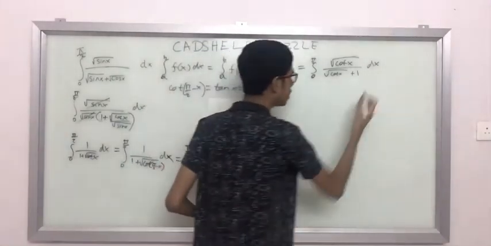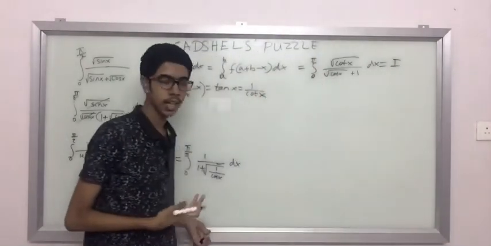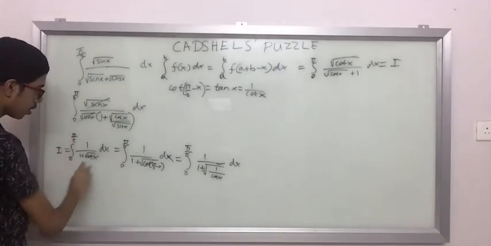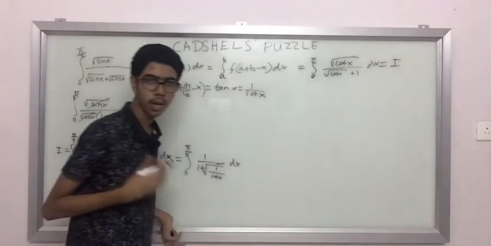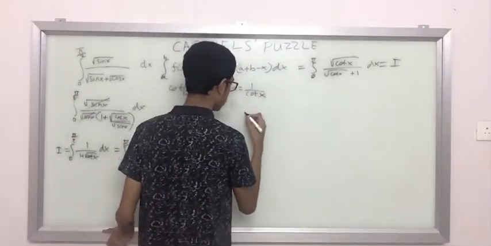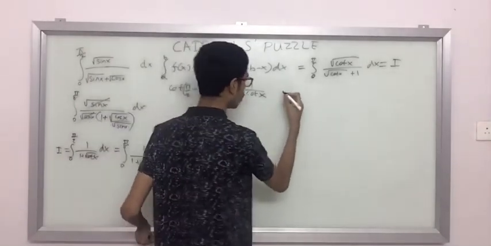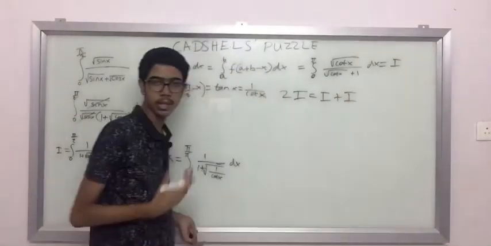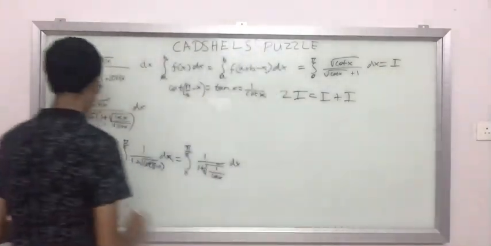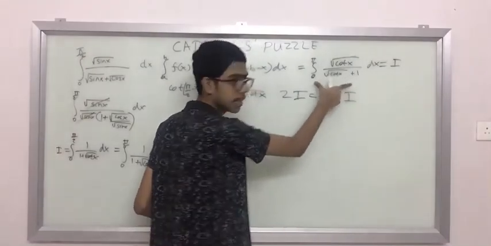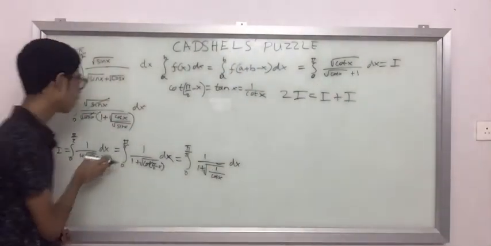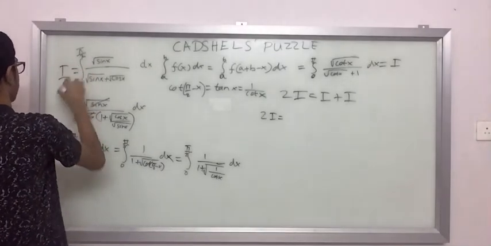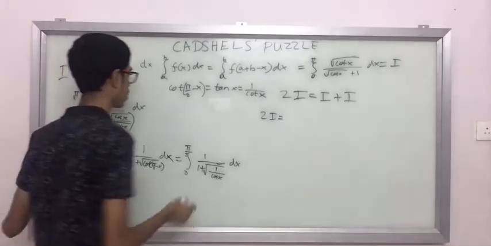Now I will keep this as I, and I know that this integral is also I, and this integral is also I. Okay, now what is 2I? 2I is equal to I plus I. For this I can keep this integral, and for this I can keep this integral. These all are I only.